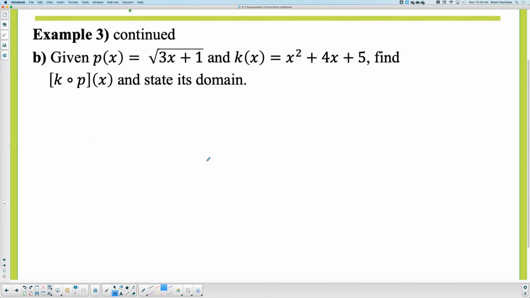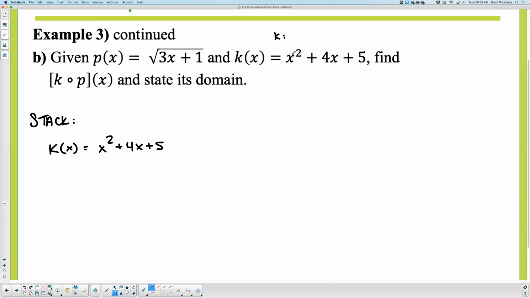All right, let's do another one here. This time we're looking for K of P. Let's type these in and see what you get. Algebra first, calculator second. If it says K of P, if I'm using stack, what function do I put on top? K. So K of x is x squared plus 4x plus 5.